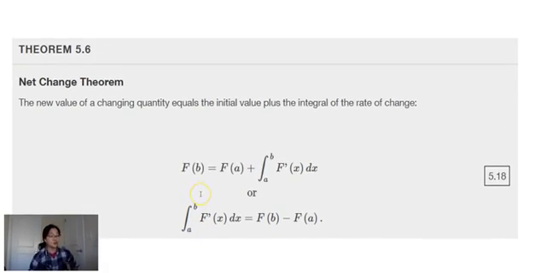So, the net change theorem. I think our book might be the only one that I've seen so far that calls this something, but it is helpful. It's basically another look at the fundamental theorem of calculus, where the new value of a changing quantity is equal to the initial value plus the integral of the rate of change, where we're looking at F prime of x. When we take our definite integral of that, we're left with our function F evaluated at b minus our function evaluated at a, which is just our fundamental theorem of calculus, and then all this is just rearranging that a little bit. Take this F of a, subtract it over. That's it.